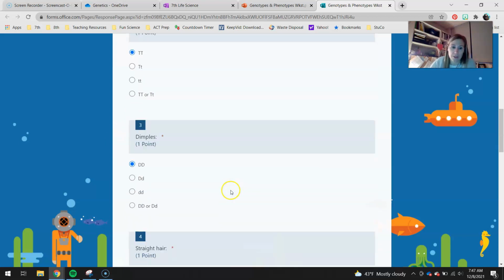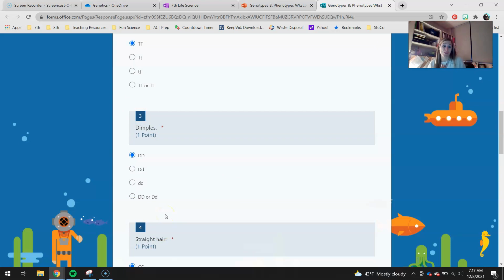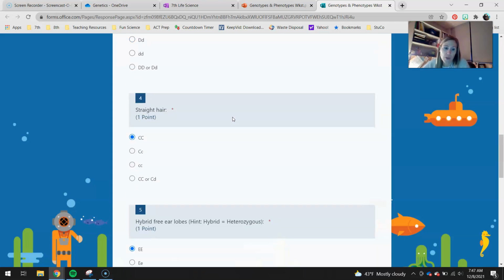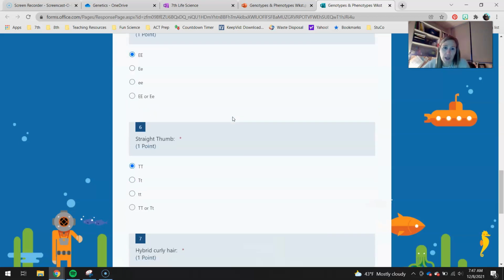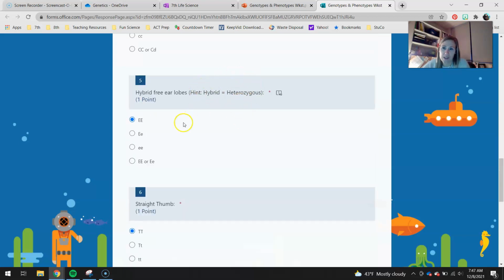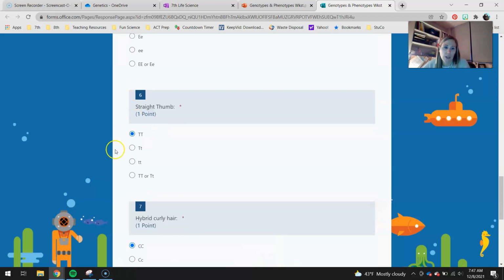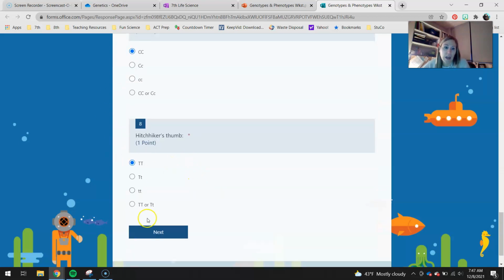I want to point out this one for you guys, dimples. I don't give you much vocab to tell you. We know that dimples is a dominant trait, so I really want you guys to think about that one. It's kind of like the trick one that we saw in the notes. So think about all the genotypes that would give you this phenotype of dimples. Remember, just one dominant allele needs to be passed down. So what genotypes would you see there that would do that? Okay, straight hair, hybrid free earlobes. Hybrid is another word for heterozygous, so that's a little hint for you guys. Okay, straight thumb, hybrid curly hair, hitchhiker's thumb.